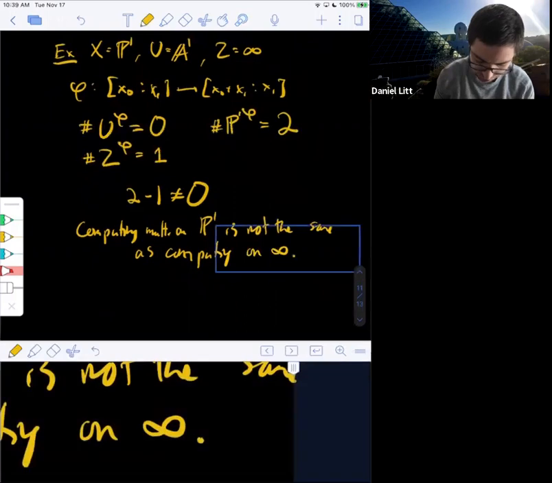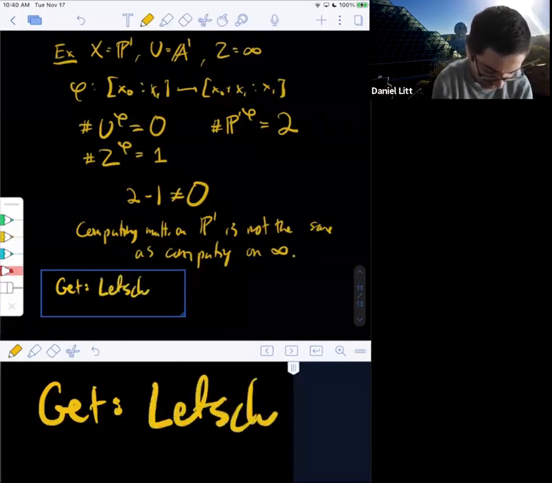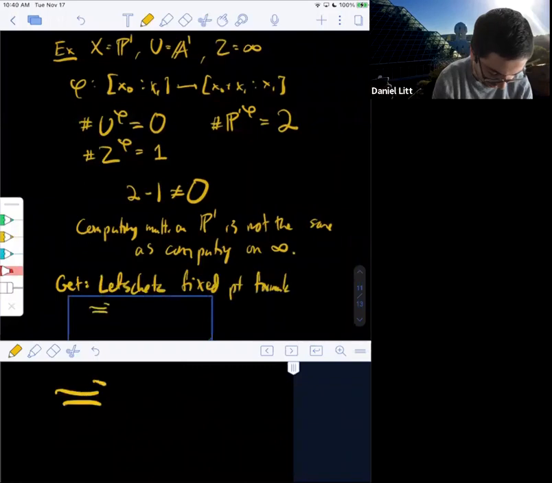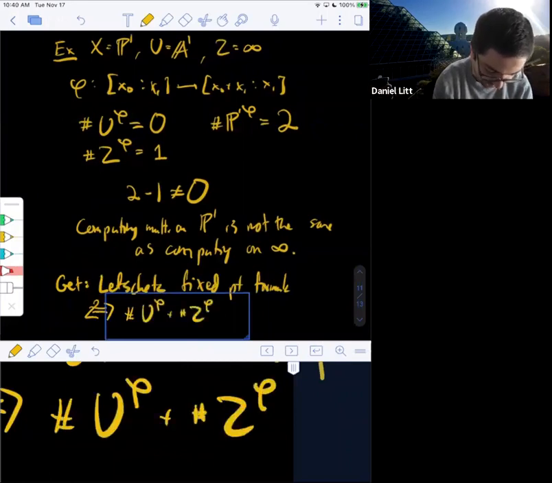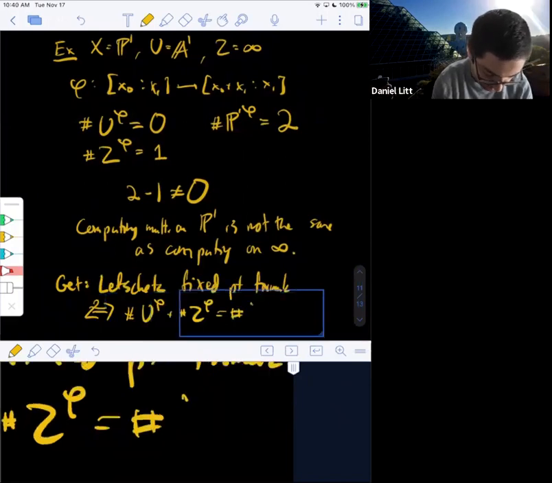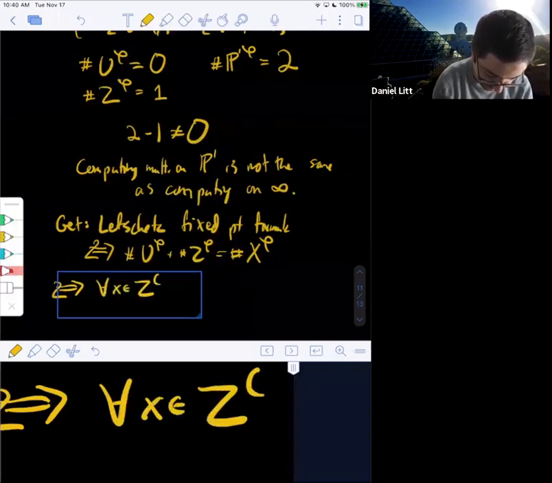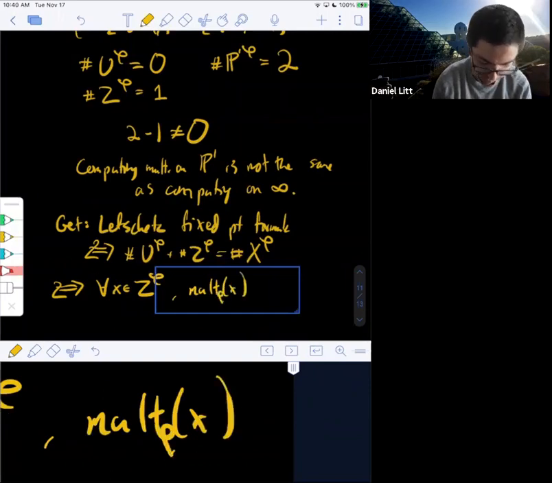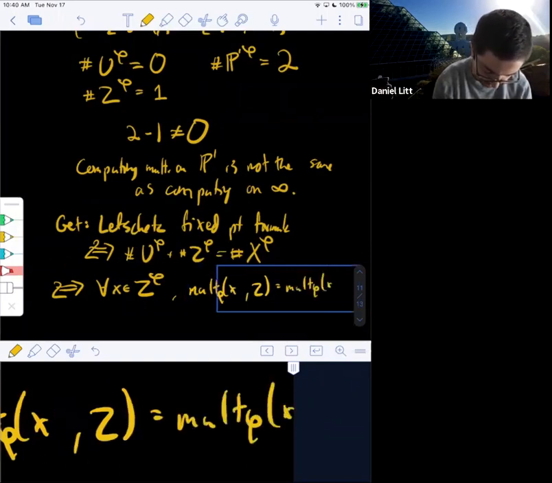Okay, so what we get from this is that we get a Lefschetz fixed point formula if and only if the number of fixed points on U plus the number of fixed points on Z, counted with multiplicity, equals the number of fixed points on X. And then the same reasoning tells us this is true if and only if for all x in Z fixed by phi, so all fixed points on Z, the multiplicity of x as a fixed point of phi on Z equals the multiplicity on capital X.